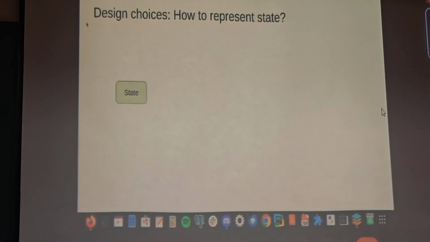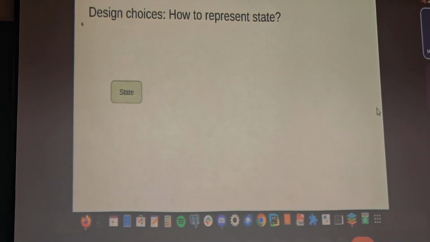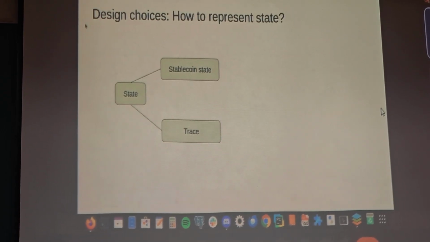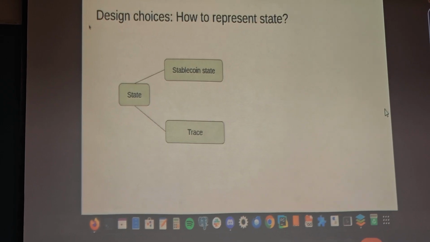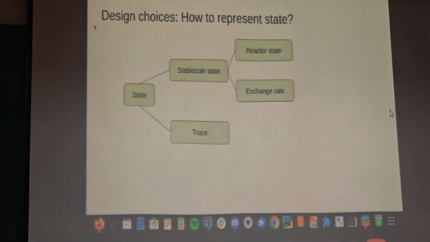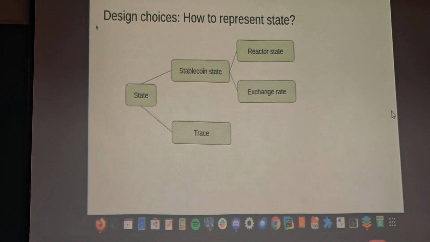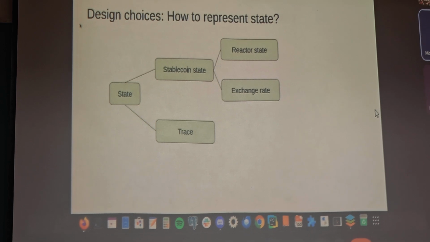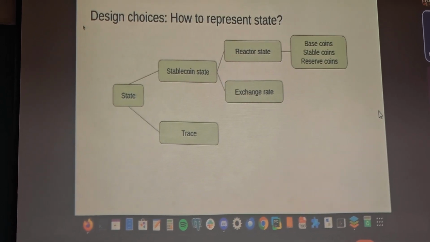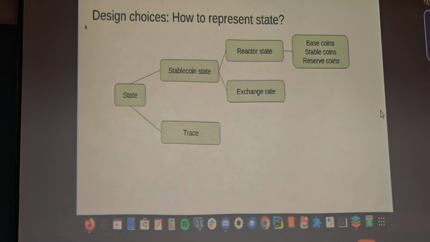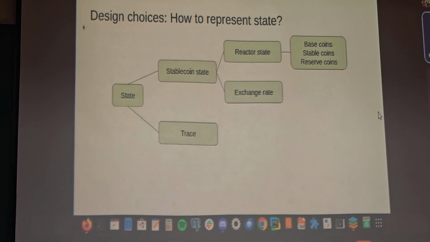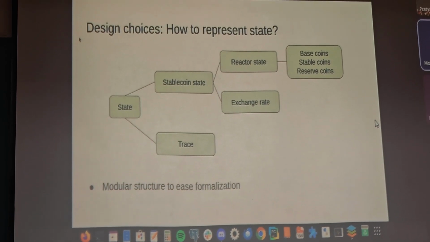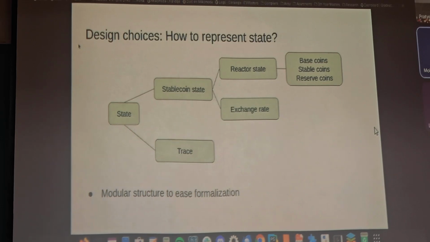So this is a visual representation of the state. Like you have this big state, and it's composed of the stablecoin state and the trace. The trace basically is a history record for all the reactions that happen. And the stablecoin state is further broken down into the reactor state and the exchange rate. The exchange rate is the P0 star that I mentioned earlier, which is the target price for our stablecoin. And the reactor state is composed of base coins, stablecoins, and reserve coins. And this is exactly how we represented it in code, in the formalization, and it's a very modular structure to ease formalization.